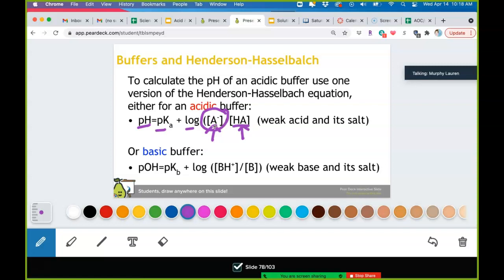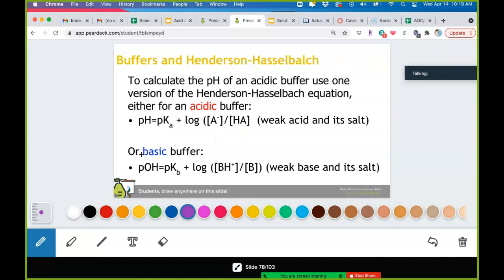Now, the conjugate on the top is the salt for this buffer. So this is a weak acid and the salt. So when you do acetic acid and sodium acetate, and you have both parts, okay, this is the weak acid, that would go here. This is the salt. This would have been sodium acetate, okay? And it's the acetate that we care about, so that part would go up here.